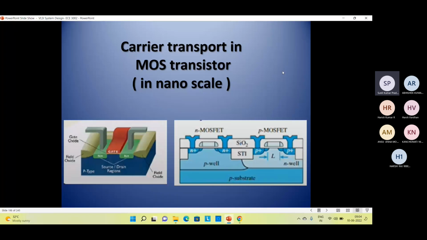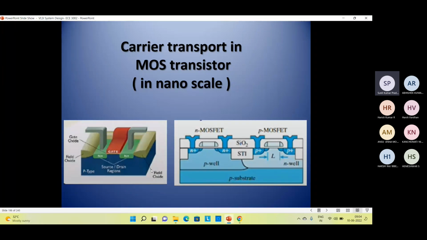Because if you are able to study the transport behavior in a MOS transistor, then we can know what the aspect ratio or design, channel length, channel width, and what are the things we have to design accordingly, because that is very important.